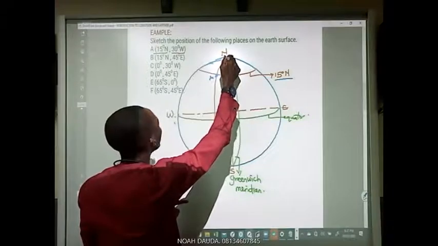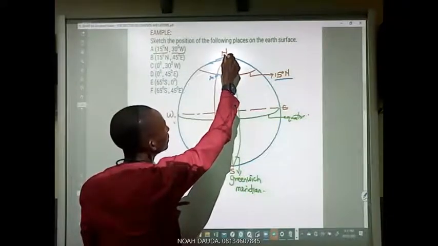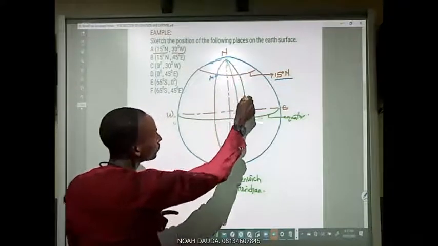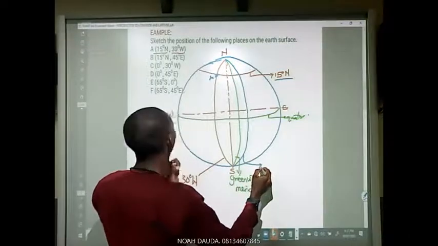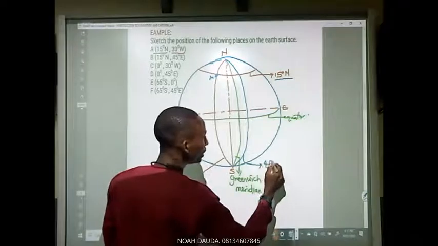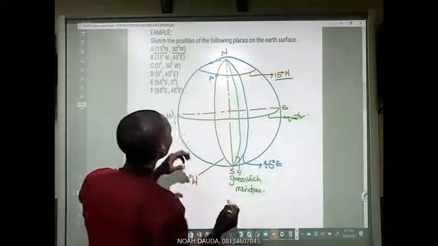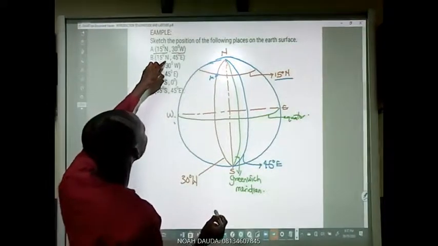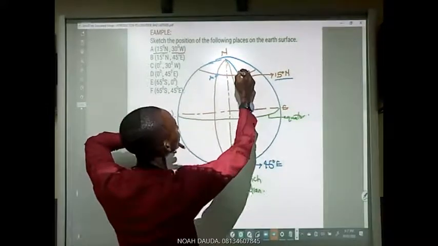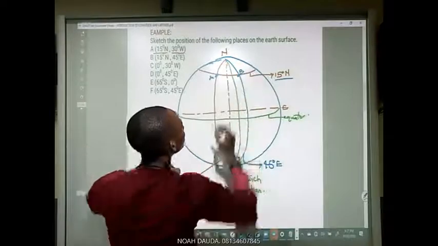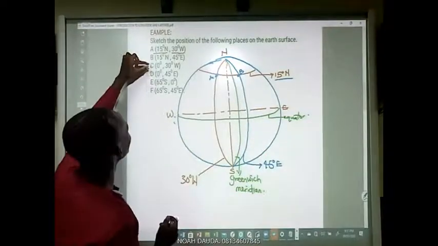Now what you have here is 45 degrees east, something of this nature. So you must indicate that this line is 45 degrees east. The point at which 15 degrees north and the 45 degrees east meet is called point B. Well, let's move on again to C.